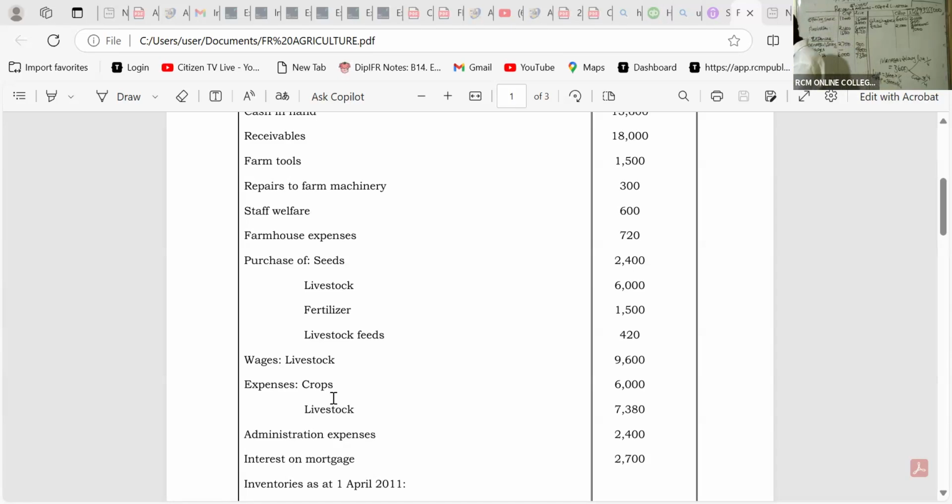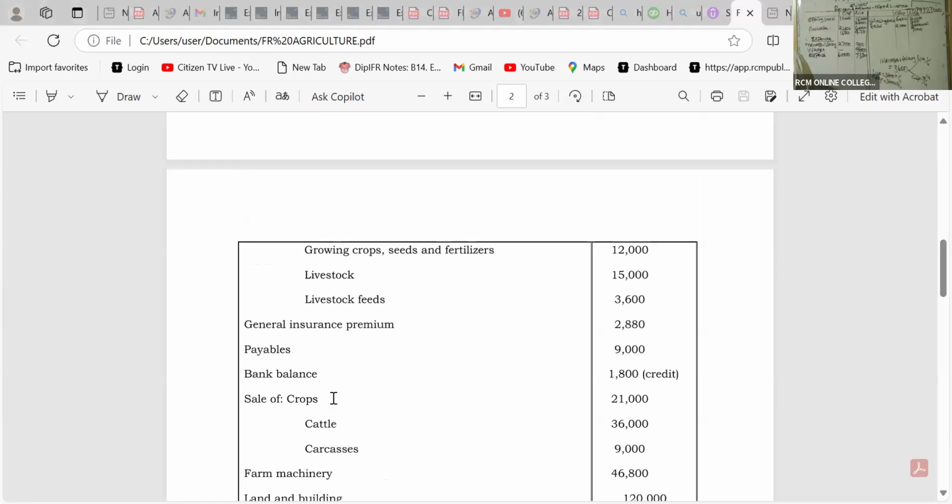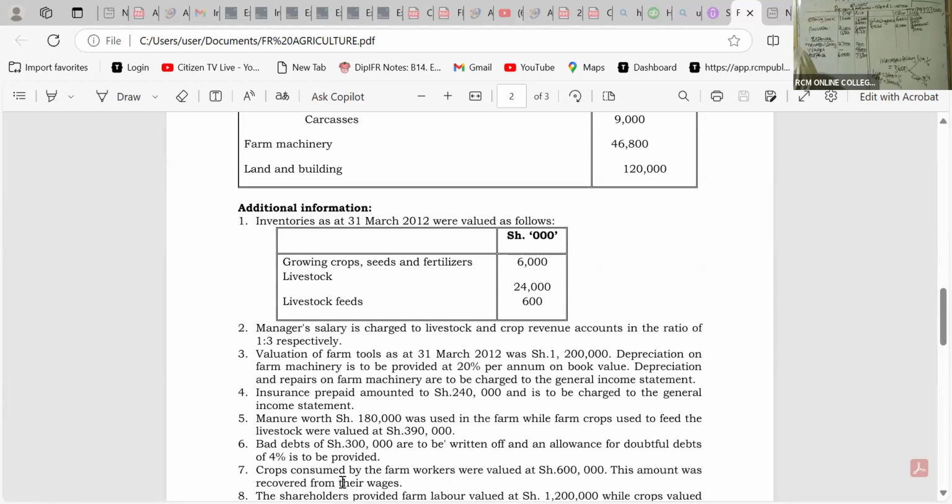All right. We can see inventories at the beginning, which we've already captured. Then I can see general insurance premium. I can see payables. Sales, we have been able to capture. Farm machinery will go to the balance sheet. Land and building will go to the balance sheet. Then let's now look at the notes to this table.